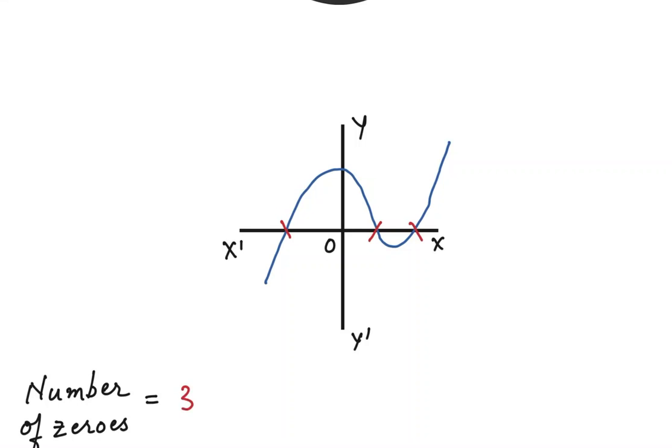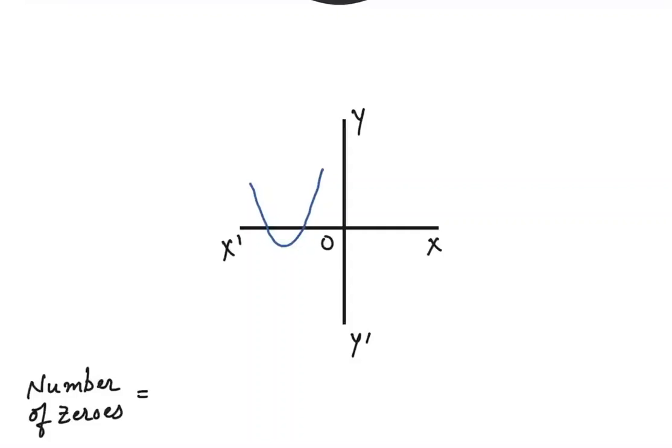Remember that it's the intersection of the graph with the x-axis, not the y-axis. So we are not going to count this intersection. Let's move on to the next figure. So in this case, the graph of the polynomial is intersecting the x-axis at 2 points. So the number of zeros of the polynomial is 2.